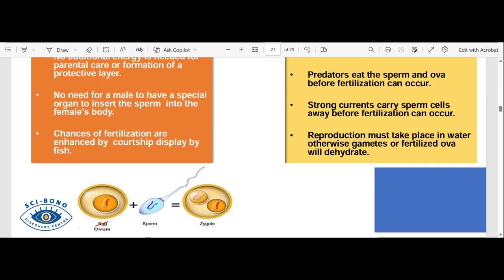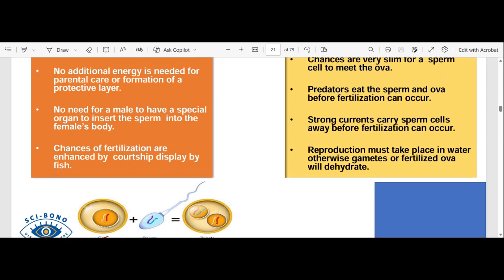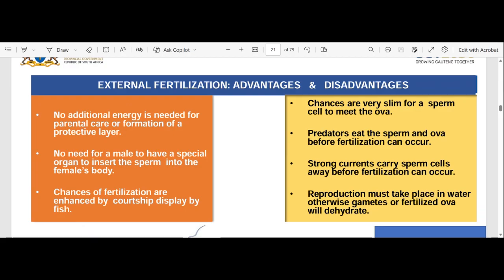Okay, and the last point is that reproduction must take place in water, otherwise the gametes or fertilized ova will dehydrate. That's why water is so important in the process of external fertilization. And also they have to produce a large amount of sperm for fertilization to be successful.